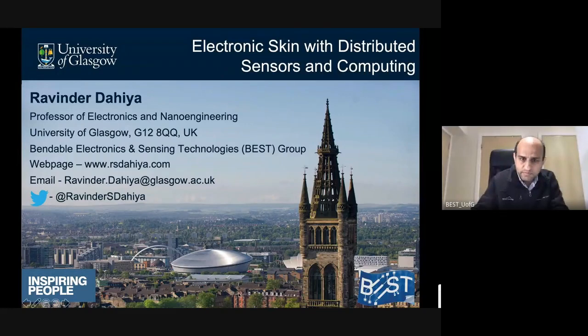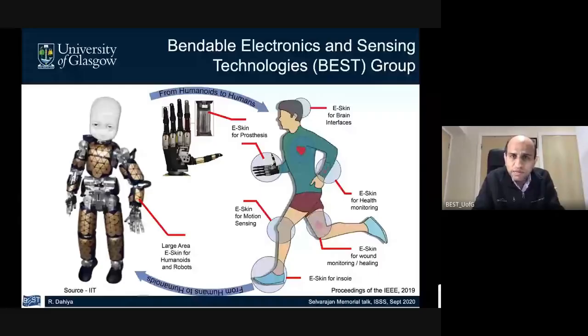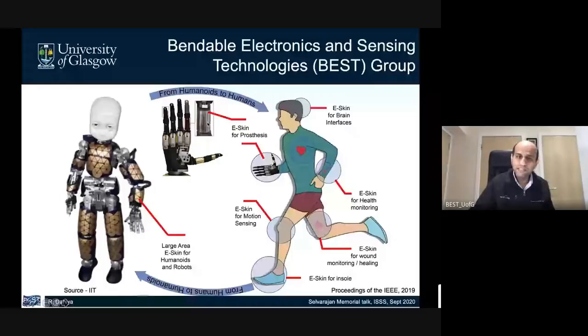Before I start, I would like to give a brief introduction about our research in my group, which is the Bendable Electronics and Sensing Technologies Group. What we do in Glasgow is try to understand the sense of touch in humans and use this knowledge to create electronic skin for robots and for any other objects. The technology developed for robotics can also be used to improve quality of life for humans, either through wearable devices or touch-enabled prosthetics, etc. So in that sense, we close the loop, we bring the technology back to humans.